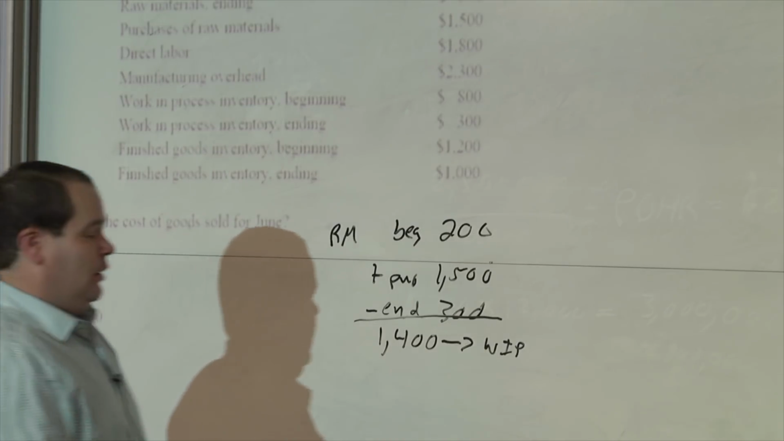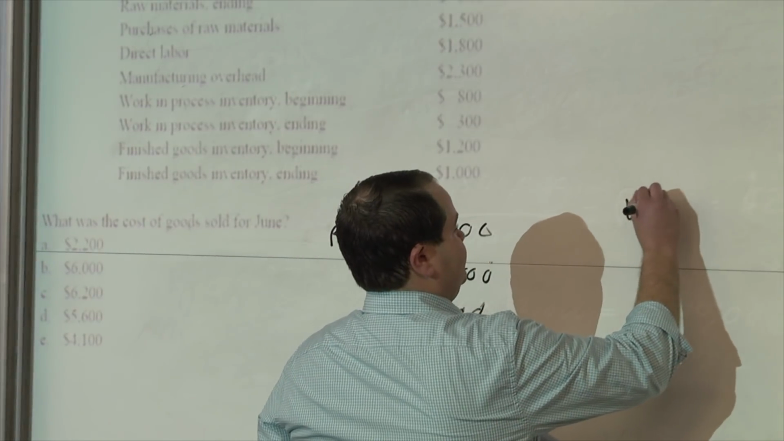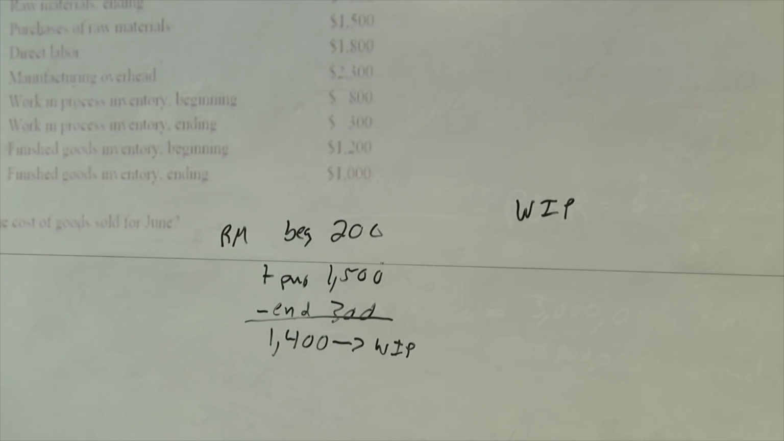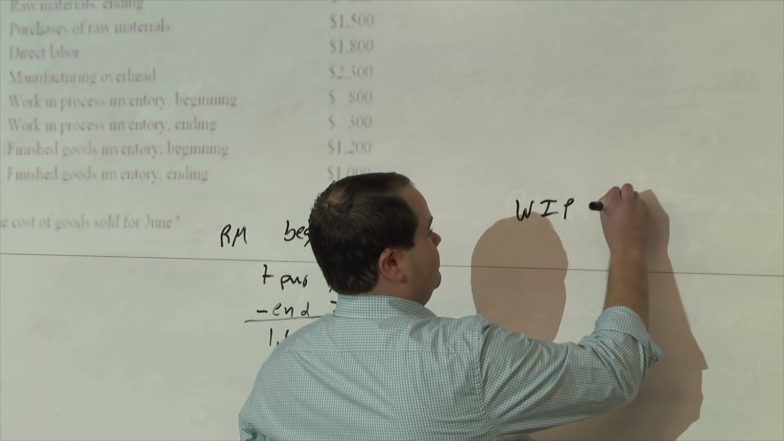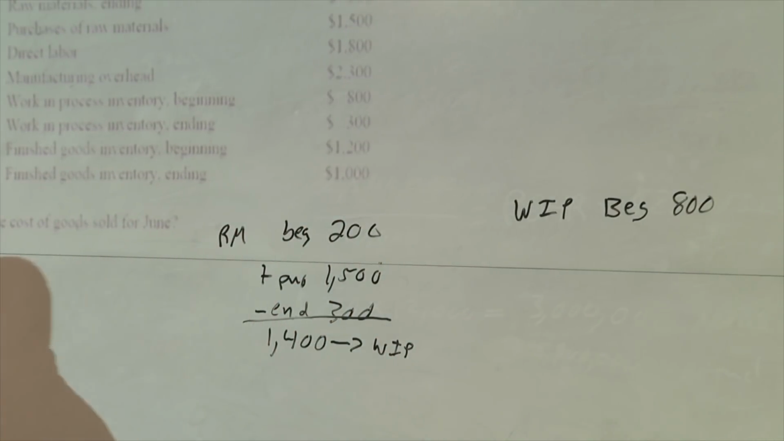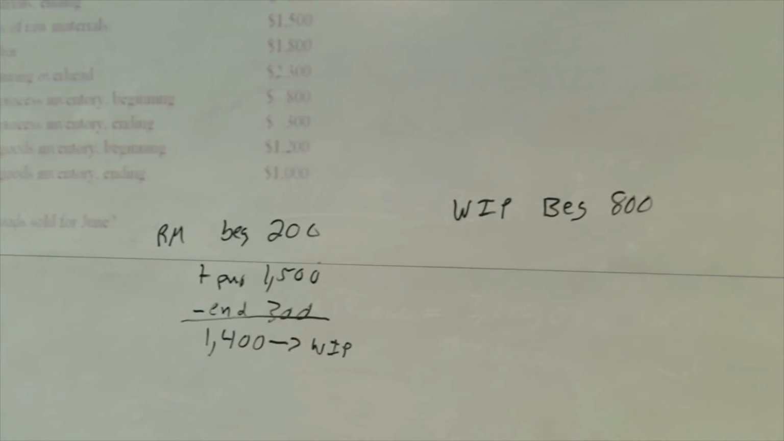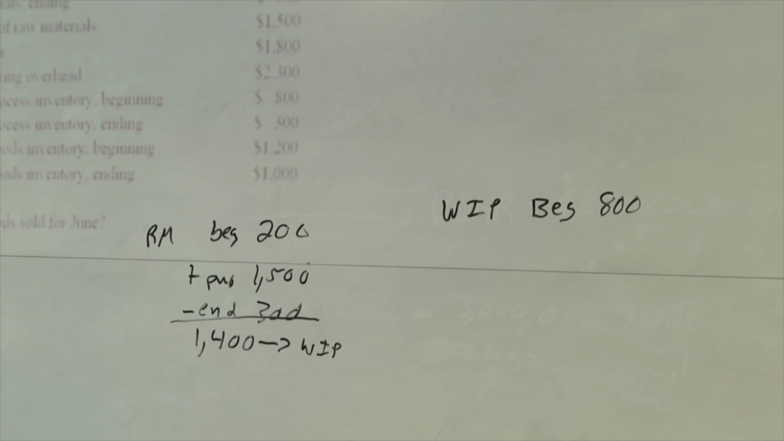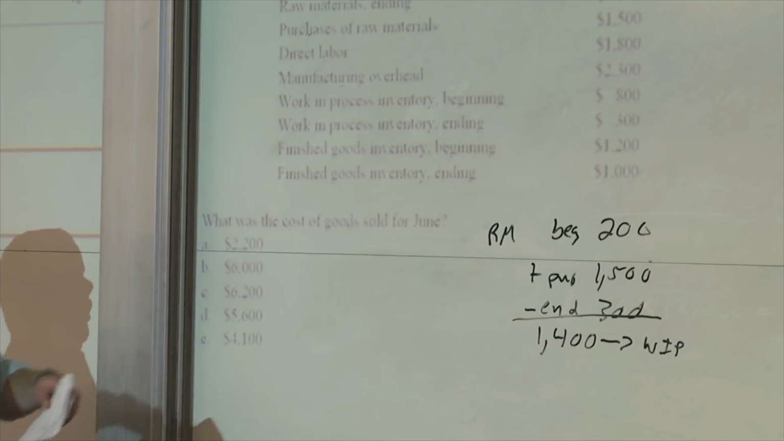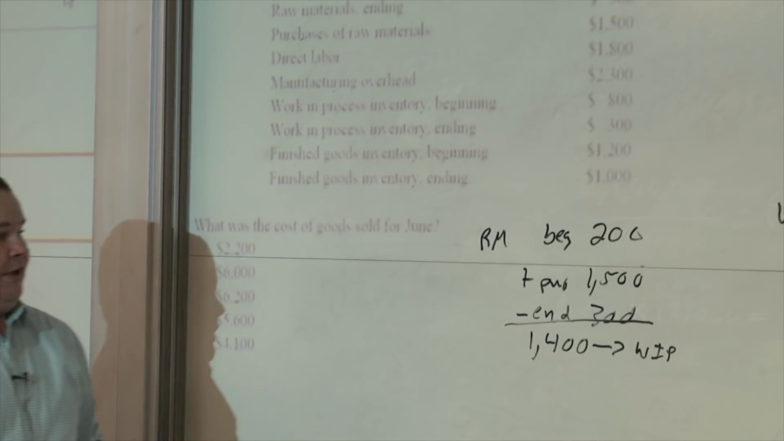Then let's go over to our work in progress. Similar approach as the raw materials. We start with the beginning, which they give us as 800. We then need to figure out what went into work in progress. So a little of this is memorization. We have to know what goes in. We need to look at the raw materials that went in. We need to look at direct labor. We need to look at our overhead that we applied. So we'll do that step by step.